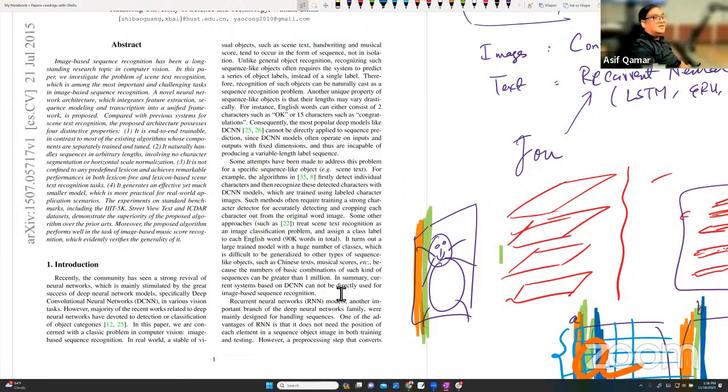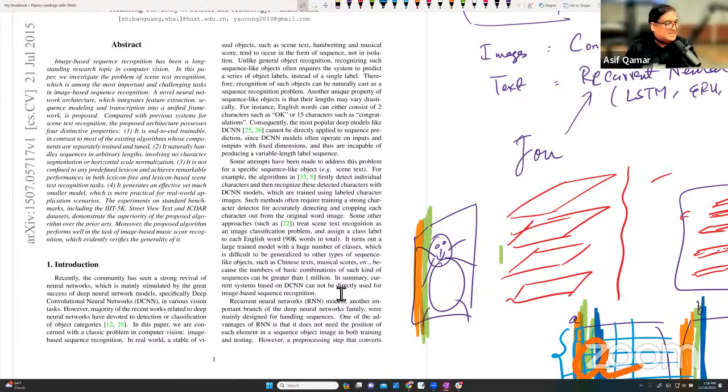Scene text recognition, which is amongst the most important and challenging tasks in image-based sequence recognition. A novel neural network architecture which integrates feature extraction, sequence modeling, and transcription into a unified framework is proposed. Compared with previous systems for scene text recognition, the word scene text represents the fact that it's a generalization of a document. Right? It could be anything. It could be the side of a Coca-Cola bottle.